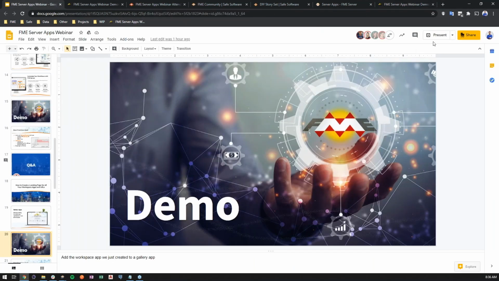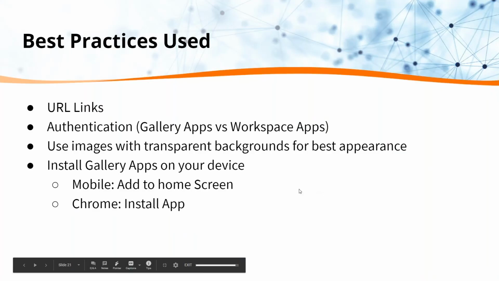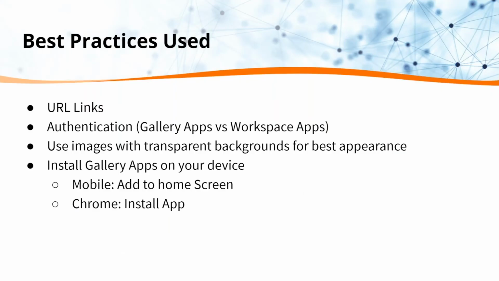Great. That's awesome. Let's hop back in for a little bit more of the best practices. What we touched on is that you can add a lot more than just Workspace apps. You can add URL links as well. We talked about authentication for gallery apps versus Workspace apps, but was there anything else that we wanted to mention there, Don? Or can I have a gallery app within a gallery app?